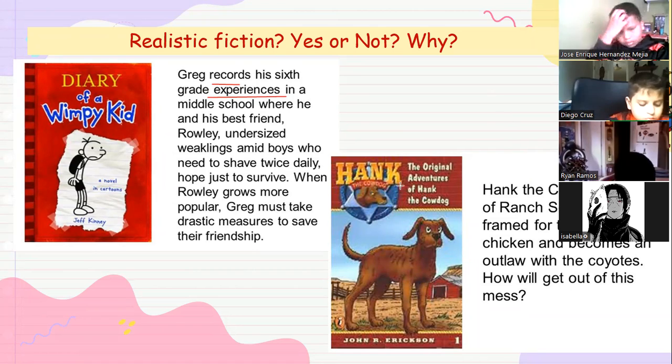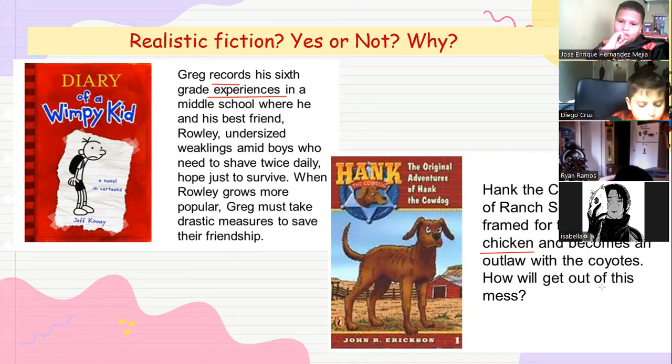Now the second one, The Original Adventures of Hank the Cowdog. Hank the Cowdog, head of ranch security, is framed for the murder of a chicken and becomes an outlaw with the coyotes.